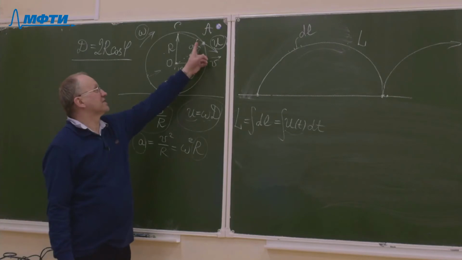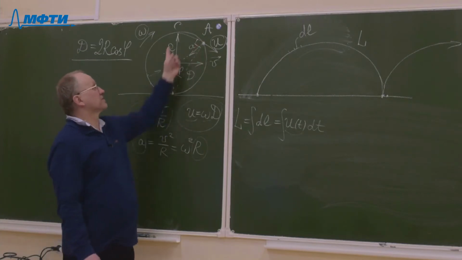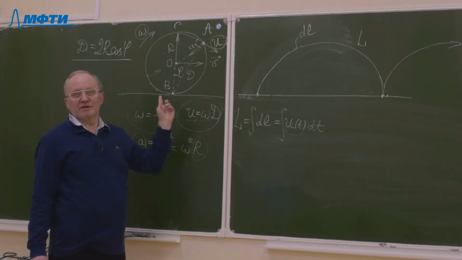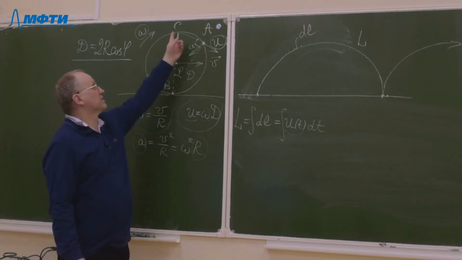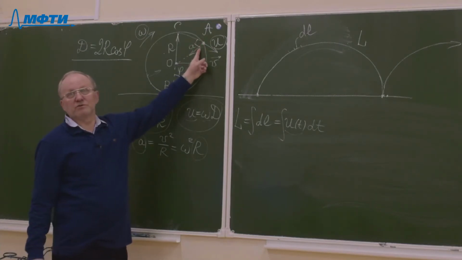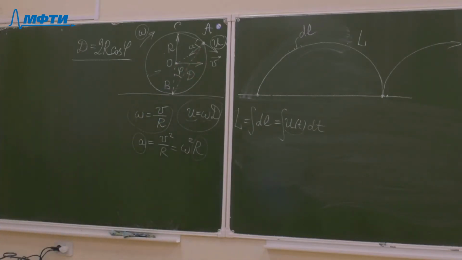Does everybody understand why this angle is the right angle? Why this is the right triangle? Do you know why? Can you prove it? That this triangle will necessarily be a right triangle, and this angle is pi over 2. Do you know why? Can you prove it?